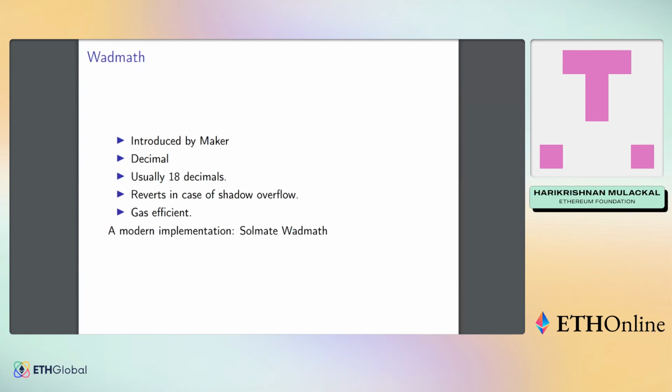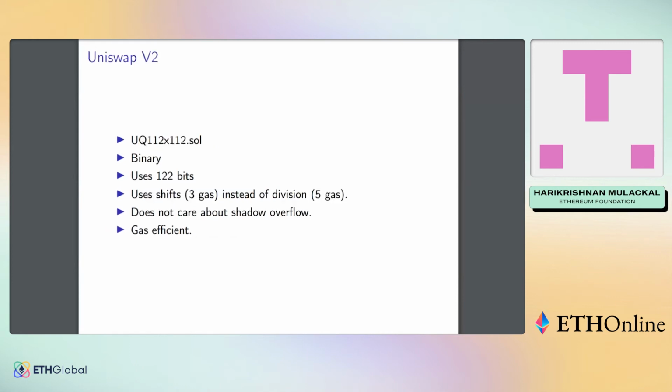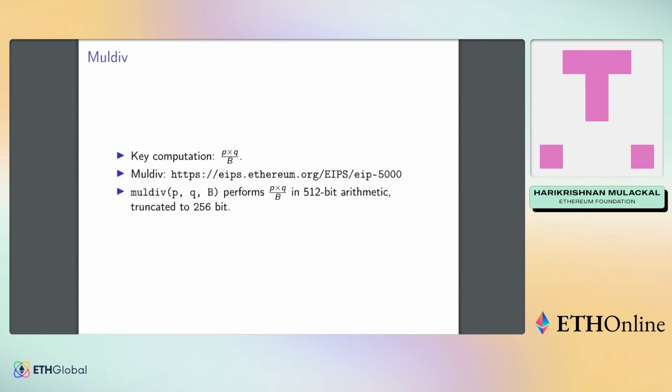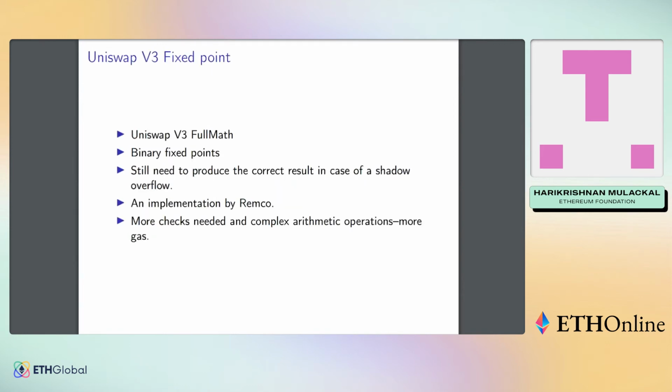So we saw 3 different implementations: the Uniswap v2 binary, Uniswap v3 fixed point, Uniswap v3 with binary, and the full math. So the question you ask is, which one do you implement? The Uniswap v3 is perhaps the most canonical implementation, but unfortunately, it is more expensive than the other simpler ones. So can we find a better solution than this?